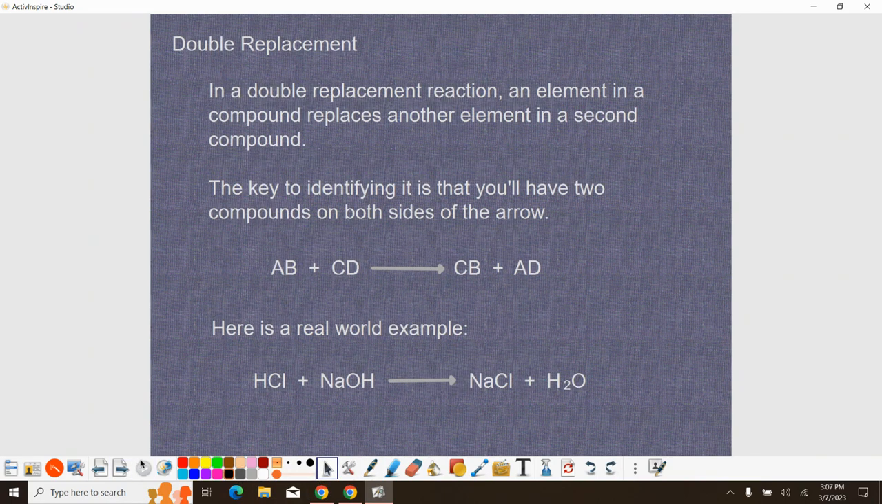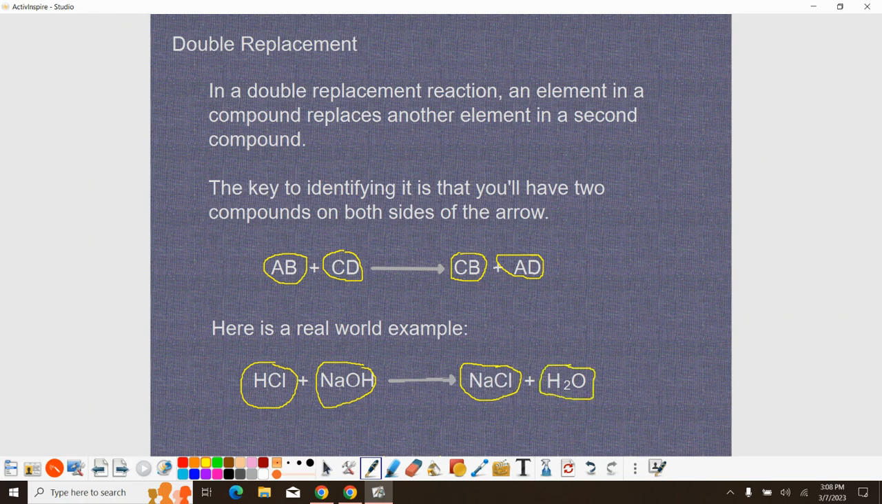The double replacement reaction is pretty similar. We have a plus sign on both sides, but the difference is we're going to have 2 compounds. We have 2 compounds on our reactant side. We have 2 compounds on our product side. And again, how do you know it's a compound? Number of capital letters. A compound has 2 or more. HCl has 2 capital letters in it, so it's a compound. NaOH has 3 capital letters in it, so it's a compound. NaCl has 2 capital letters in it, so it's a compound. H2O has 2 capital letters in it, so it's a compound.